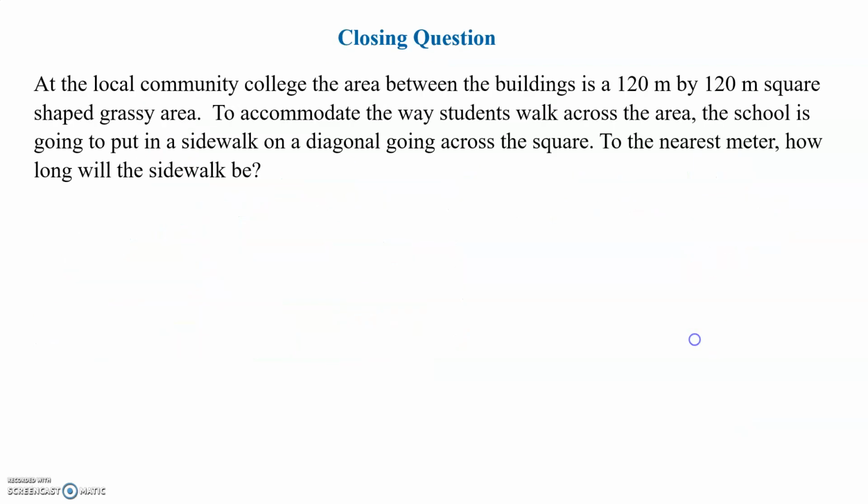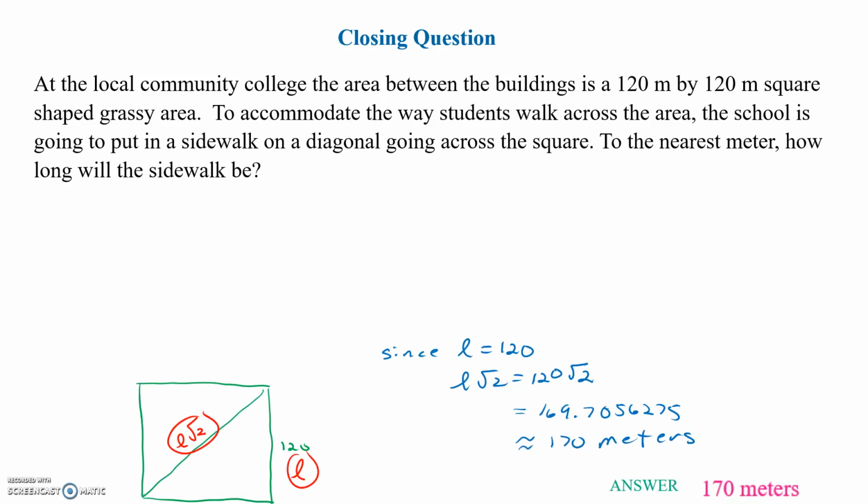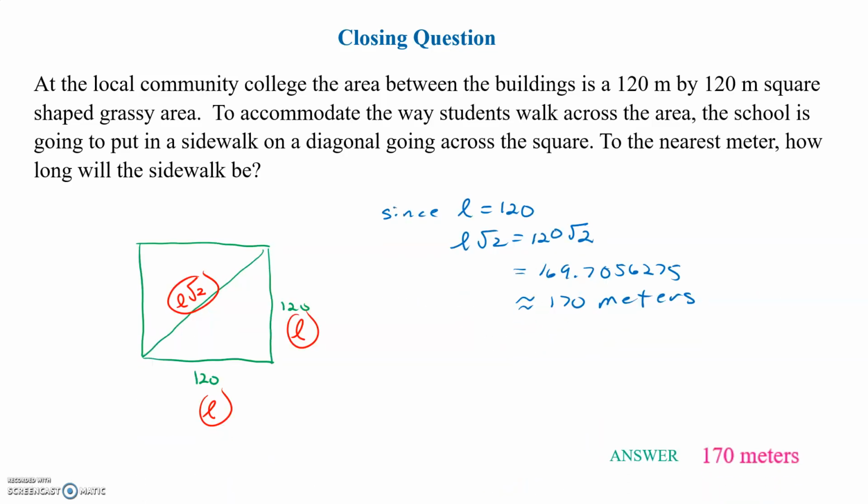And one more left. Closing question. At a local community college, the area between the buildings is a 120 meter by 120 meter square-shaped grassy area. To accommodate the way students walk across the area, the school is going to put in a sidewalk on a diagonal going across the square. To the nearest meter, how long will the sidewalk be?